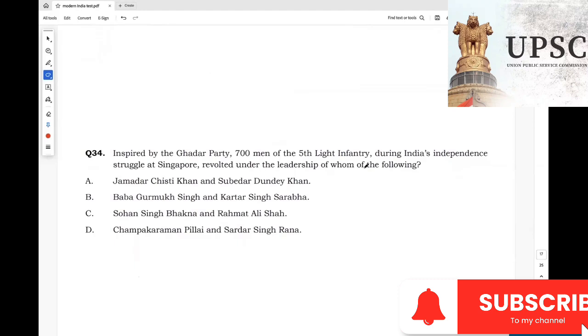Inspired by the Ghadar Party, 700 men of the 5th Light Infantry, during India's independence struggle in Singapore, revolted under the leadership of whom of the following?